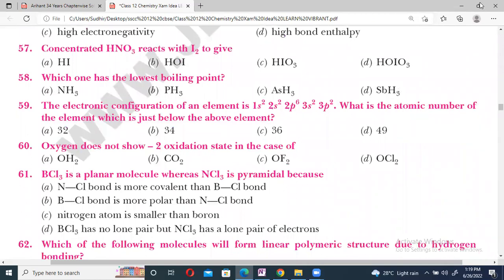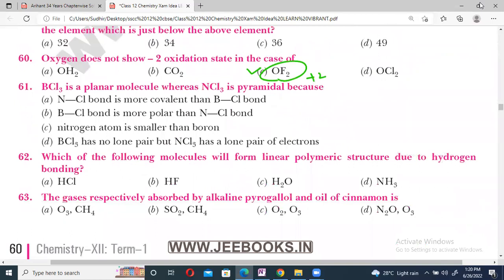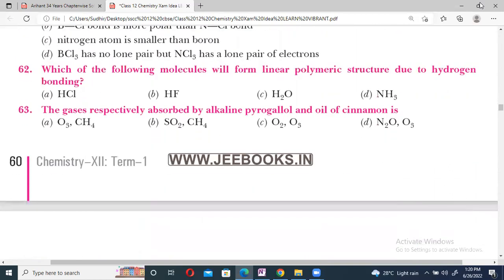59 is the 3s2 3p2 fourth group element. 60. Oxygen does not show -2 oxidation state in the case of OF2 because it has its oxidation state as +2. 63. The gas absorbed by alkaline pyrogallol solution is O2, and oil of cinnamon reacts with O3. Answer is option C.